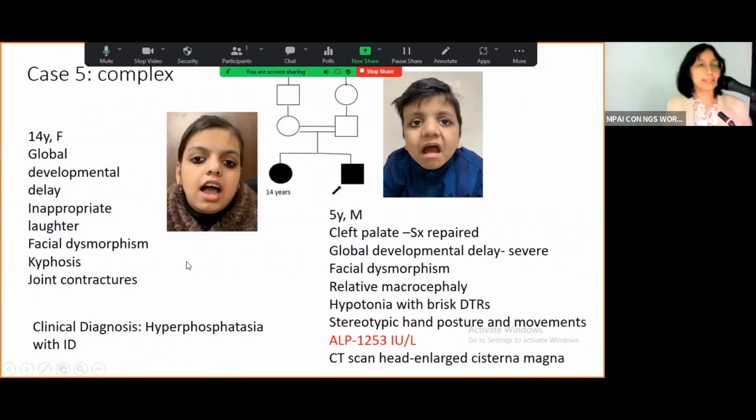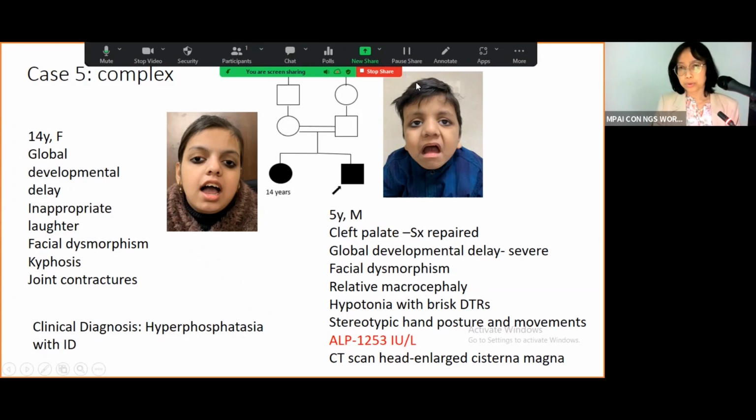Then we have some complex cases here. This was a family who came to us with 2 affected children with severe developmental delay. This boy had cleft palate and had an alkaline phosphatase which was very high, and he had some stereotypical hand movements which clinched the diagnosis of hyperphosphatasia with intellectual disability. His sister also had severe developmental delay, and as this is a consanguineous family, we were sure that they had the same disease.